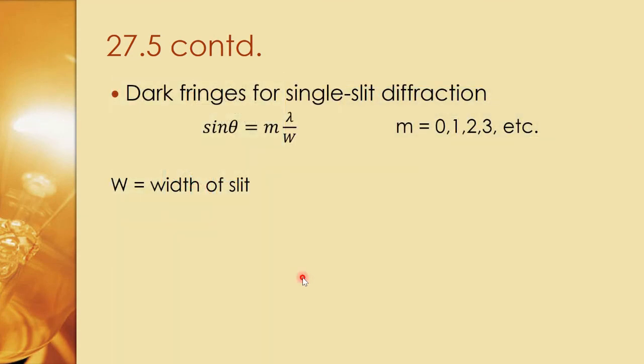Okay, and then to solve for dark fringes, specifically for single slit diffraction, which I feel like I do have to do pretty often for AP Physics 2, here's our equation. It's very similar to the other equation for the double slit experiment, but notice we don't have that 1/2 term, so it is sine of theta equals m times lambda divided by w, where w is the width of the slit. So they're just using capital W instead of D there to differentiate.